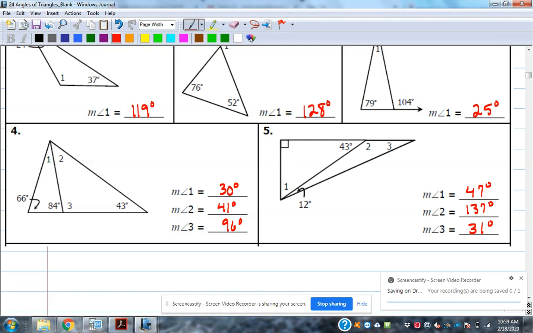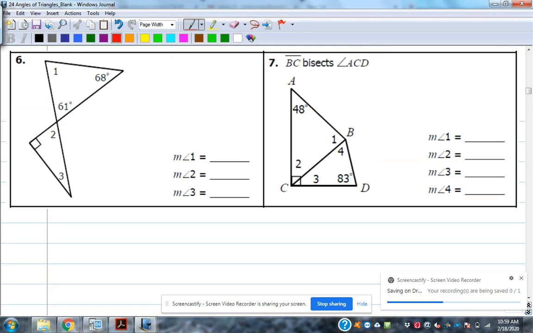If we get into a picture like on number 6, we get some other things happening here. What do we know the measure of angle 2 is without doing any calculation? Why? They're vertical angles. Yeah, vertical angles are always congruent. We know that, so that helps us out a little bit. And then from there, we should be able to get angles 1 and 3 pretty easily.